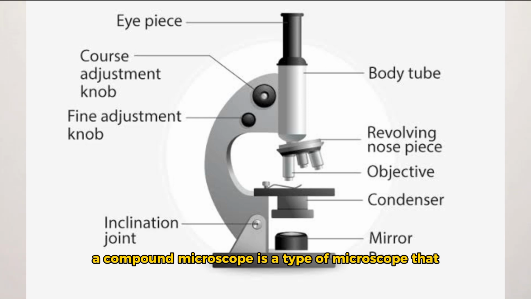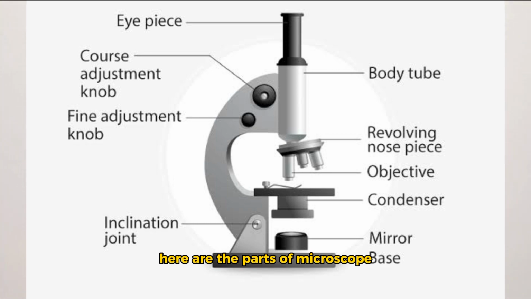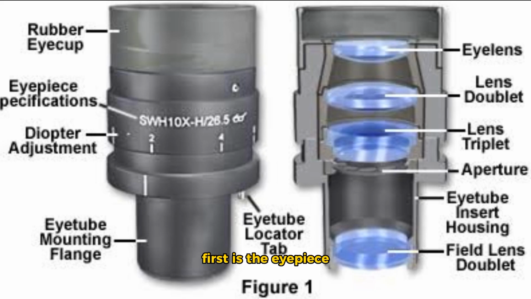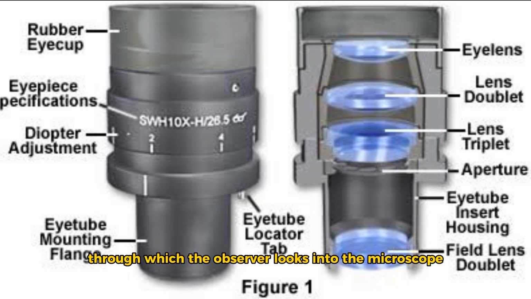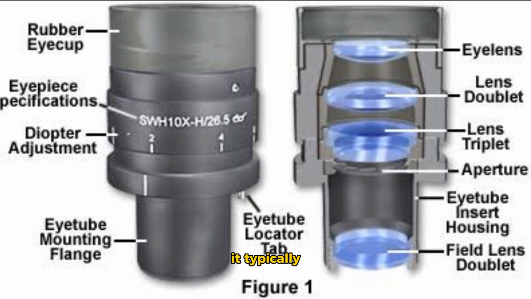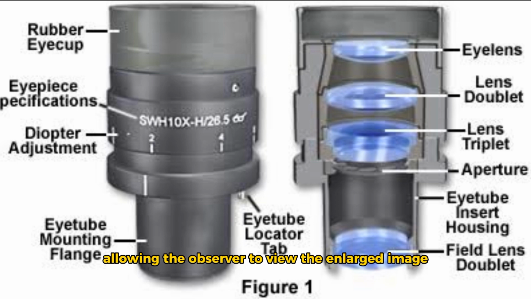A compound microscope is a type of microscope that uses multiple lenses to magnify the image of a specimen. It consists of several key components that work together to produce a magnified image. Here are the parts of the microscope. First is the eyepiece. The eyepiece is also known as the ocular lens. It is the lens through which the observer looks into the microscope. It typically provides a magnification of 10 times or 15 times, allowing the observer to view the enlarged image.